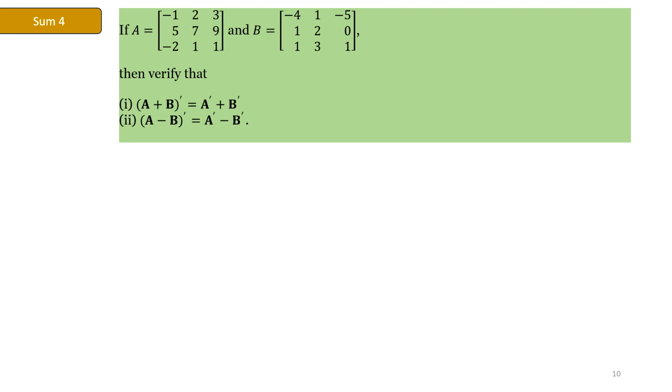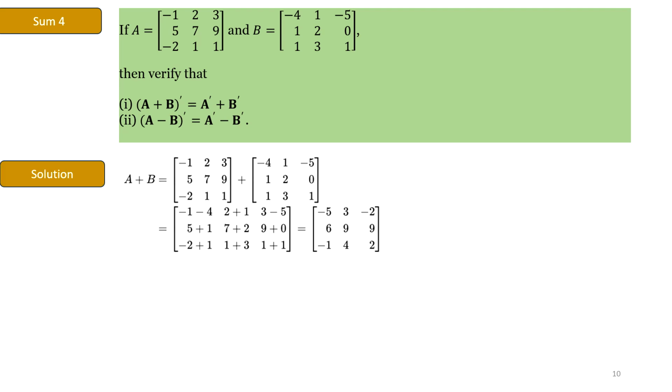Sum number 4. If A and B are 3 by 3 matrices with elements as given in the problem statement, verify the identities. A plus B whole transpose is equal to A transpose plus B transpose. A minus B whole transpose is equal to A transpose minus B transpose. In the first step, we add matrices A plus B. Then we take the transpose of the added entity, that is A plus B whole transpose. Then we add the individual transpose of A and B and show that the two resulting matrices are same.